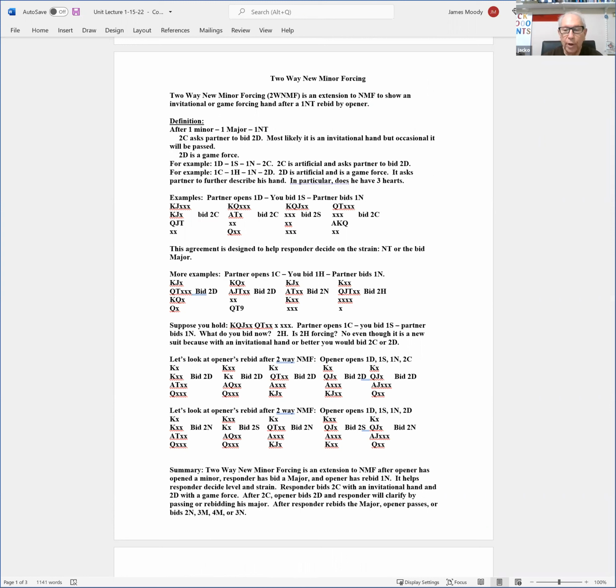If you're ready for it, two-way new minor forcing is a good addition to playing new minor forcing. We'll see why in a minute. So it's an extension to new minor forcing to show an invitational or game forcing hand after a one no trump rebid by opener.